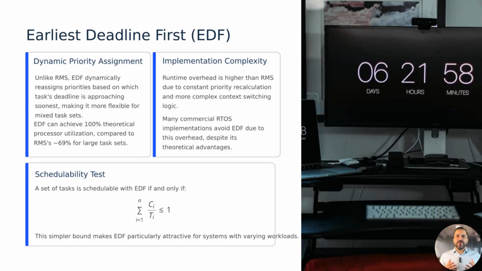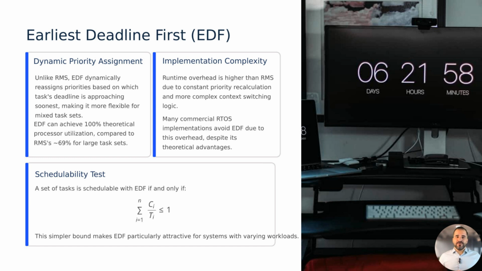Earliest deadline first, EDF, takes a different approach from RMS. Rather than assigning fixed priorities, EDF dynamically evaluates which task has the closest upcoming deadline and gives it the CPU. As deadlines shift or new tasks arrive, priorities are recalculated on the fly. The biggest strength of EDF is its efficiency. It can theoretically reach 100% CPU utilization, meaning it can fully use available processor resources without missing deadlines, as long as the task set is schedulable. This is significantly higher than the around 69.3% upper bound of RMS.